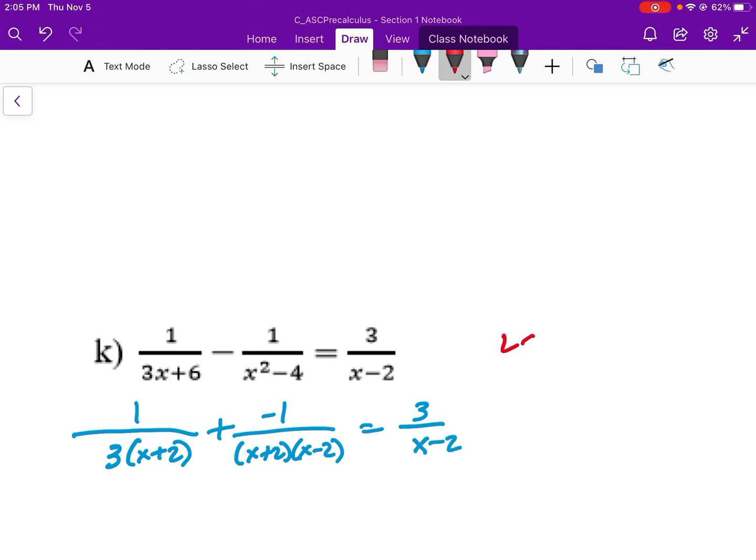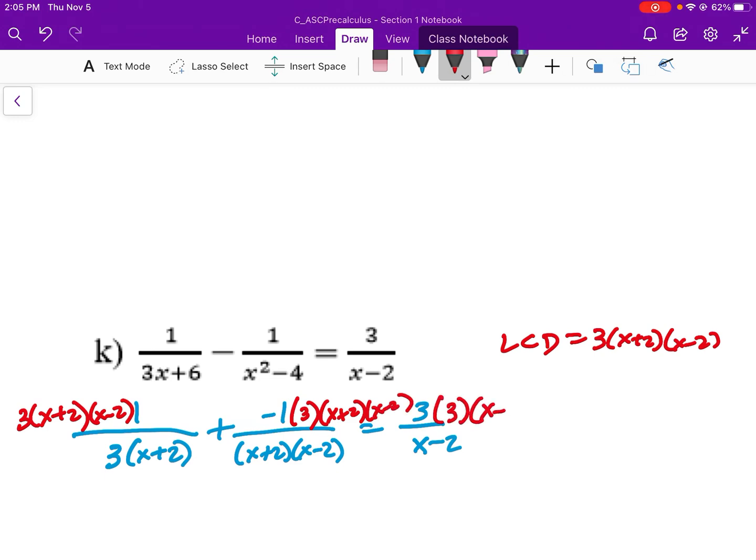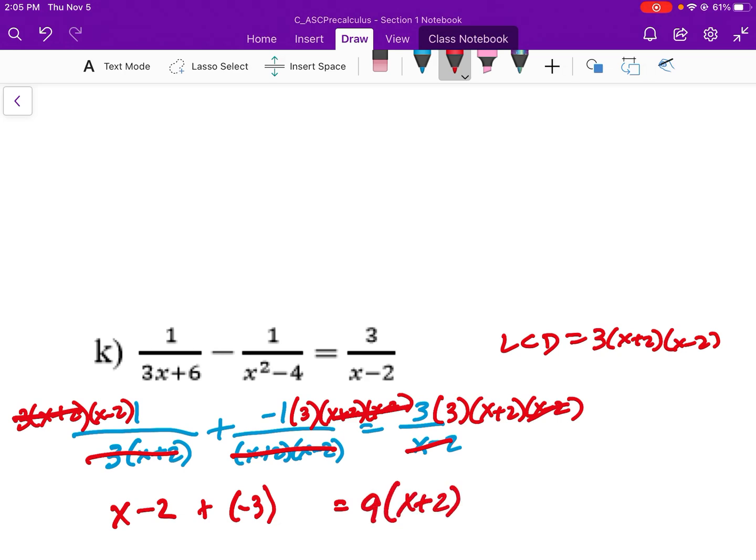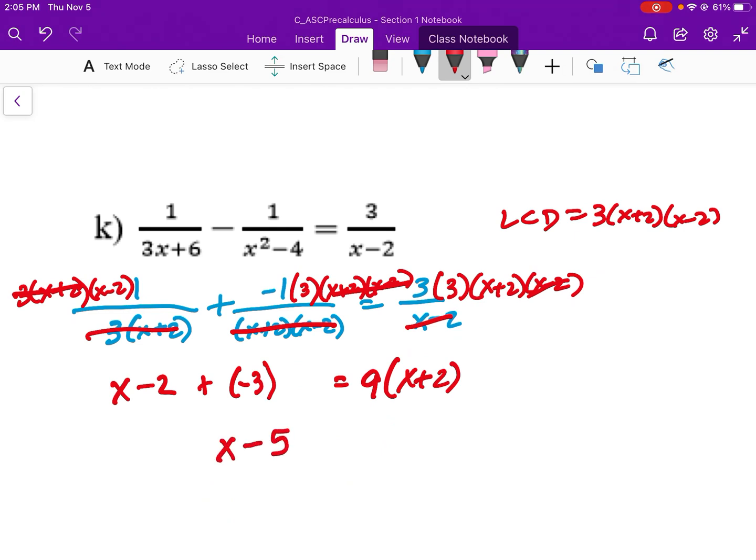So now my LCD has to be 3, x plus 2, x minus 2. So I'm going to multiply each term by 3, x plus 2, x minus 2. Didn't leave myself enough room, but those are going to cancel. I'm going to end up with x minus 2 plus x plus 2, x minus 2 cancels, so I just end up with negative 3 equals, the x minus 2 cancels, so I have 9 times x plus 2. So this becomes x minus 5, and this becomes 9x plus 18.